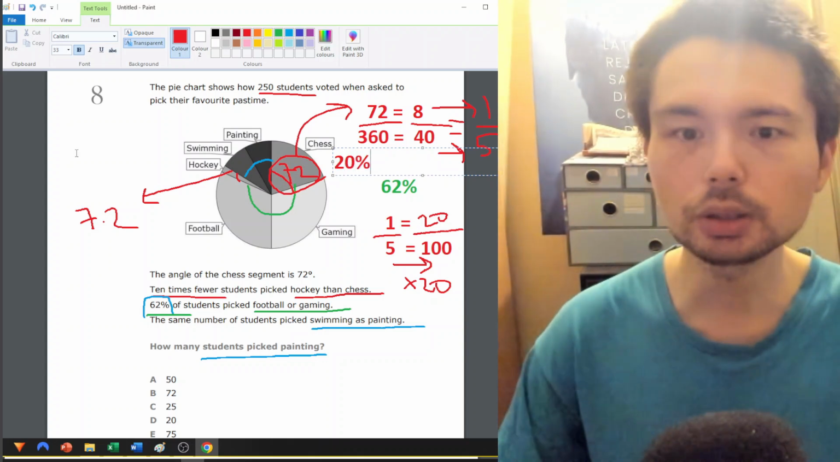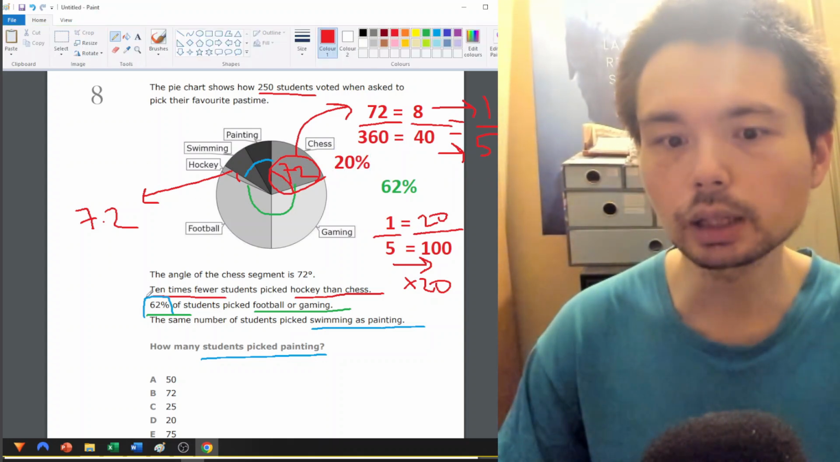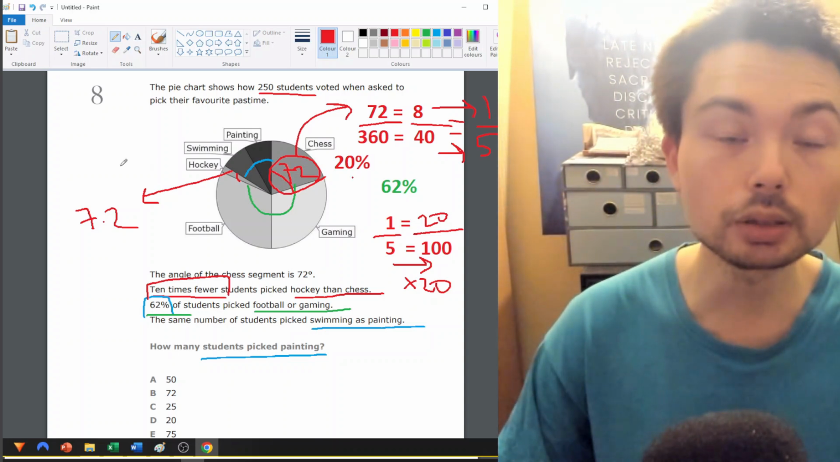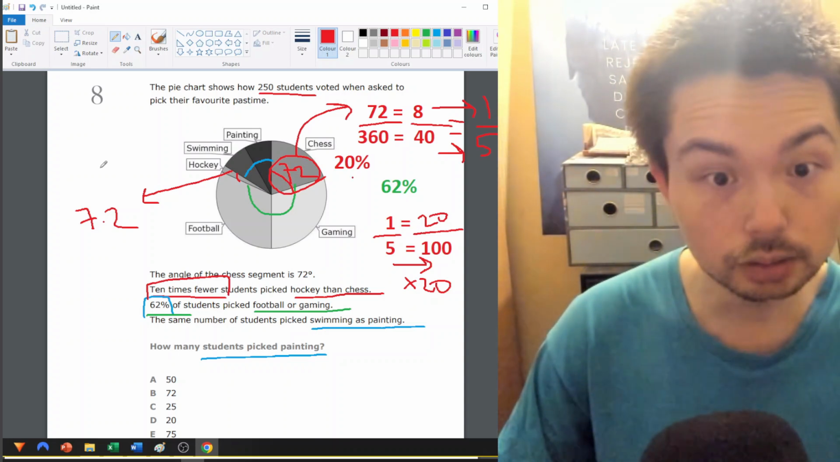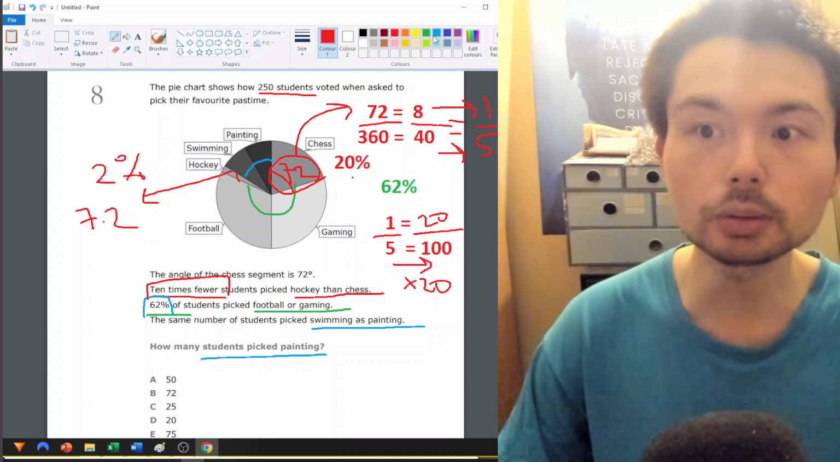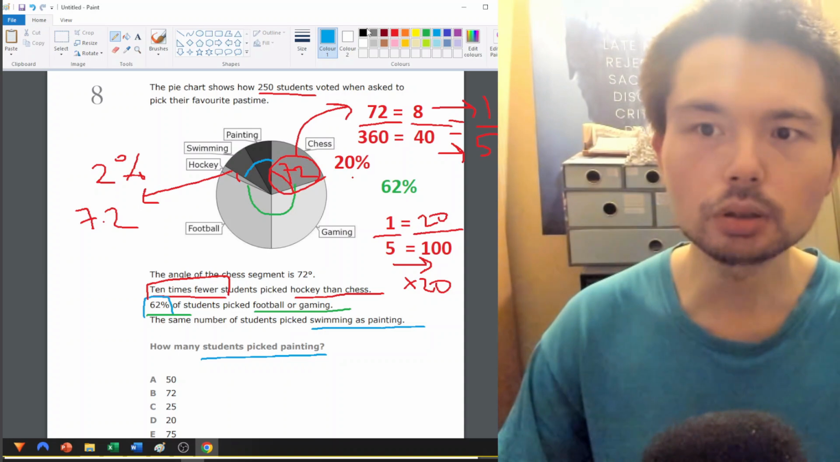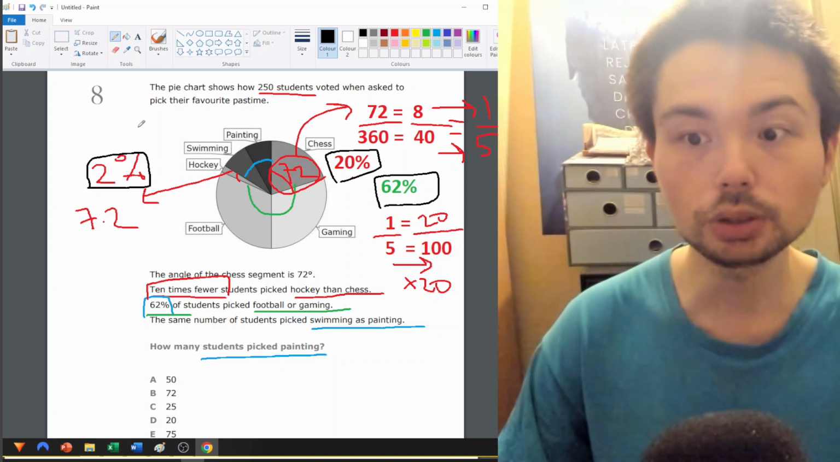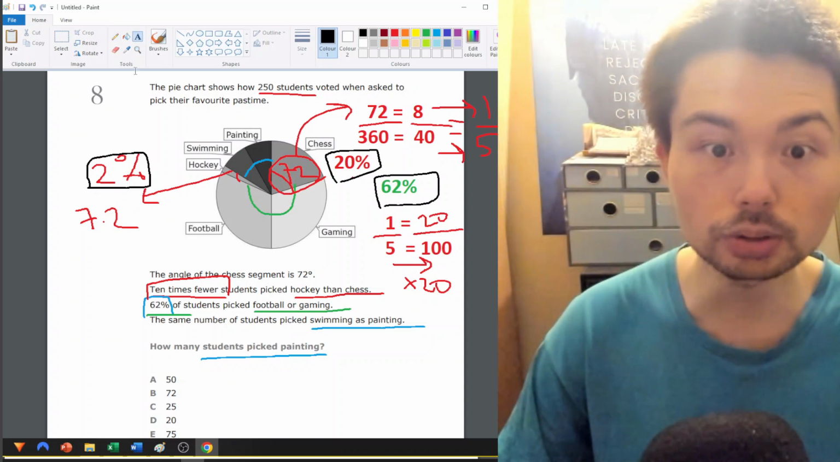That's much better, because if we look at hockey, look at this line, 10 times fewer. And what's 10 times fewer than 20%? That is 20 divided by 10, which is 2%. Okay, well, we're really close to the blue angle. Look at the numbers so far. That's what we care about. 62% plus 20% plus 2%. 62 plus 22 is equal to 84%.